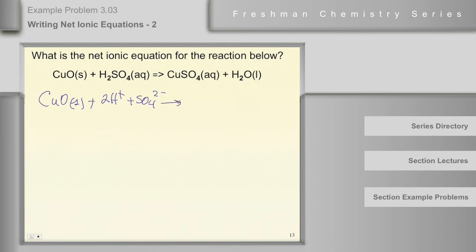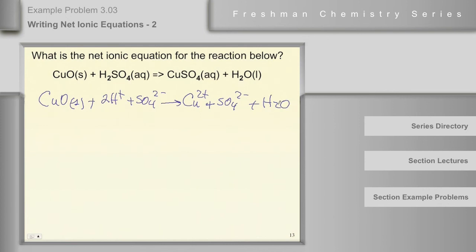Okay? Now, copper sulfate aqueous, is that an ionic compound? Yes, it is. So it's a soluble ionic compound, it's going to ionize. So we have Cu2+ aqueous, plus sulfate ion. And then water. So that's the total ionic equation. I've broken up everything into ions that dissolves and ionizes.